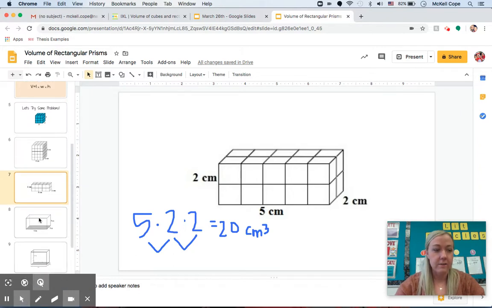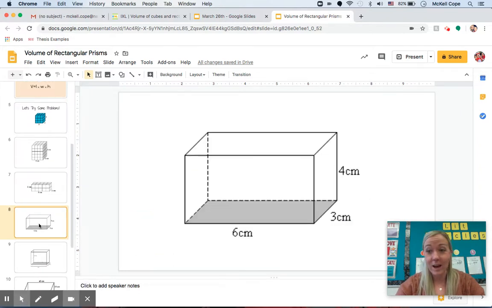All right, let's have you try another one on your own. This one does not have cubes, so we just have to use the numbers. So we're just going to use the length times the width times the height. Go ahead and pause and try this one on your own.